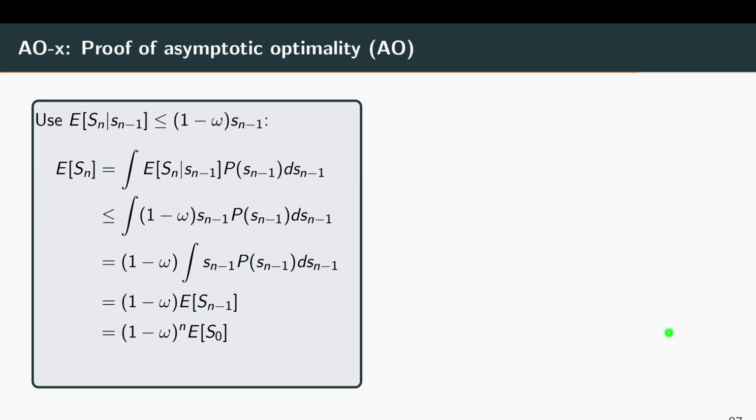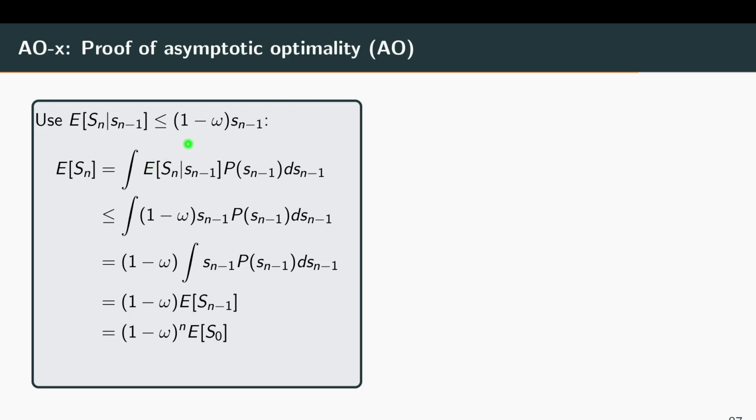And then it's just basically plugging in definitions. So we first use the definition of the expectation and the conditional expectation. So the expectation of Sn can also be written as the conditional expectation of Sn given Sn minus 1 times the probability of Sn minus 1, and we take the integral over it.